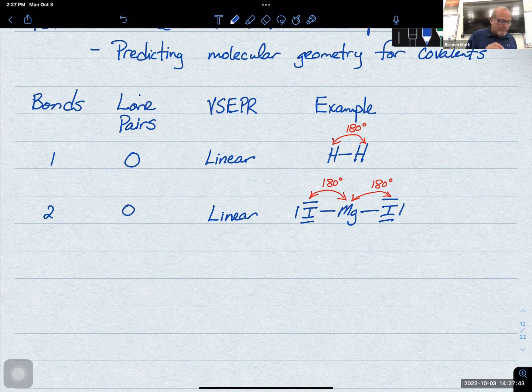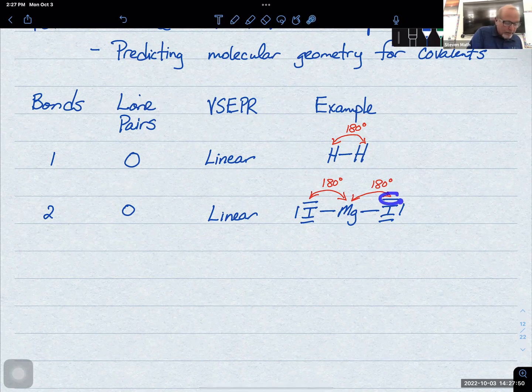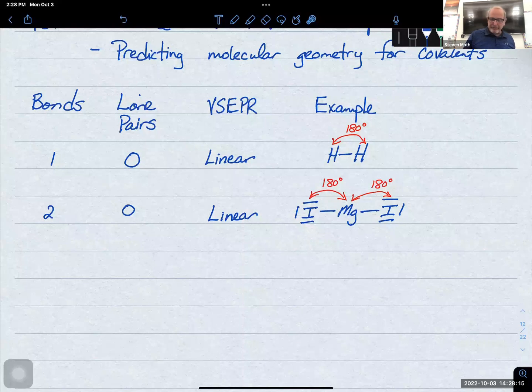How come? Because valence shell electron pair repulsion theory, I'm going through the name, these valence electron pairs repel each other. These electrons are going to repel those electrons, and they're going to get as far away from each other as absolutely possible. That's what VSEPR theory does, it predicts how far apart atoms are going to get from each other in a compound. So in this case, another linear.